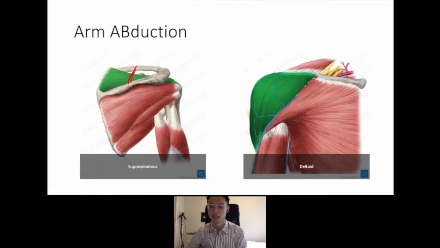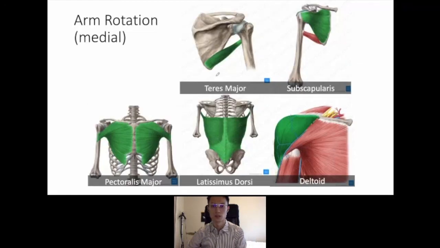For arm abduction, these are the two major muscles that raise your arm to your left or right side. The supraspinatus muscle is responsible for maybe the first 15 or 25 degrees of the abduction. Because of the existence of the coracoclavicular ligament, this muscle is prevented from pulling the shoulder higher. Therefore, the rest of the abduction is carried out by the deltoid muscle. Once it passes the first 25 degrees, the deltoid takes over and continues to be the primary muscle for abduction. The next one is arm rotation.